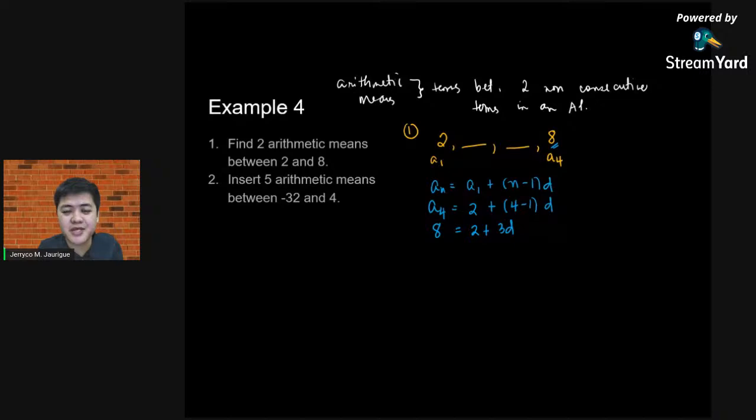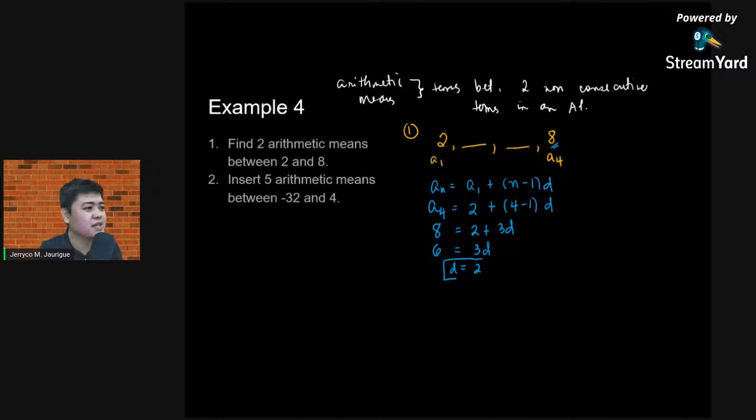Sige nga, unahan nga sa comment box. What's the value of d? What's the value of D? So we can subtract 2 from both sides. We'll have 6 is equal to 3D. And then divide everything by 3. And D is equal to 2. So we have a common difference of 2. Okay, very good, cons, 2. So 2 na yung common difference. So we can now get the, yeah, Trixie 2.